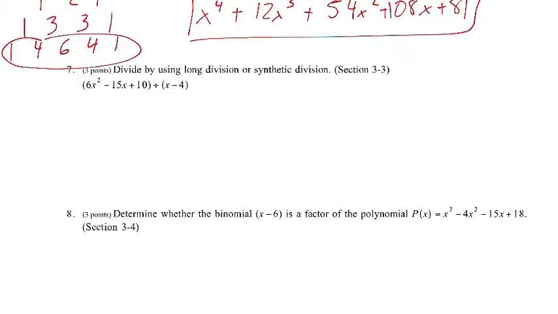But this one, we started off with x squared minus 15x plus 10. So we have each degree. We have x to the second, x to the first, and x to the 0. I'm going to start off with synthetic division. I'll also do long division in a minute as well.